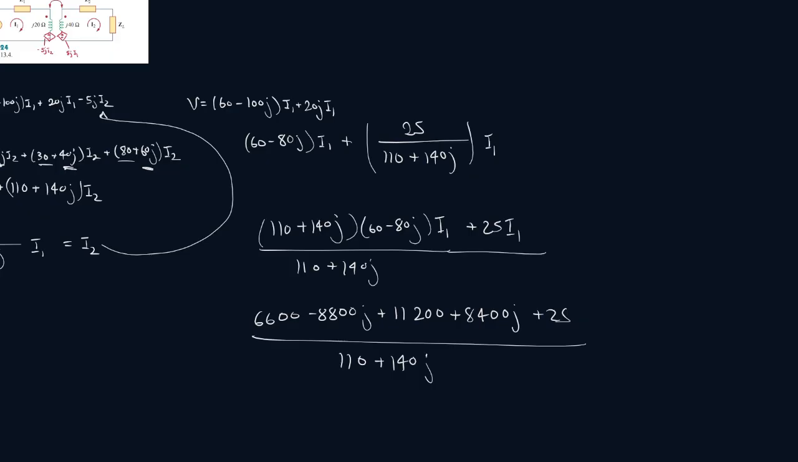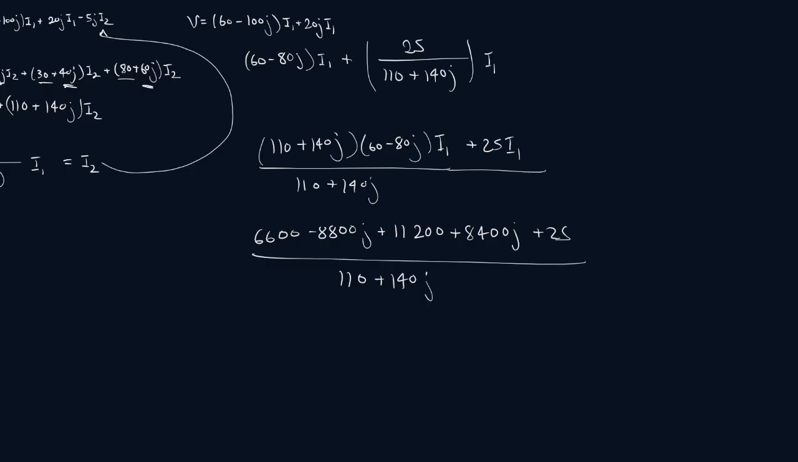And now what we're going to do is collect like terms. So the top turns into 17,825 minus 400J, and then there's I1 at the end as well, all over 110 plus 140J. Convert these into phasor format. I keep forgetting the I1. And remember, this is all equal to V.